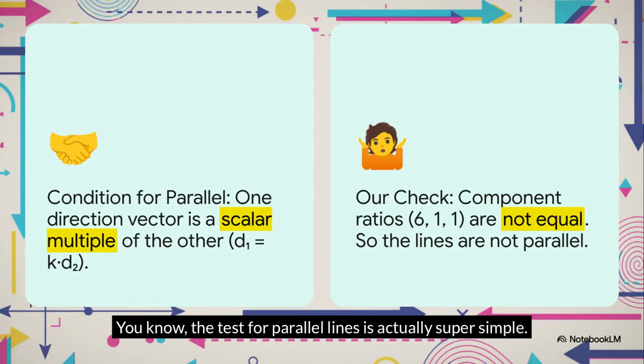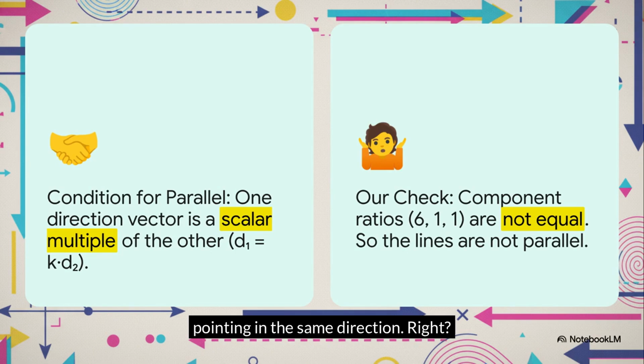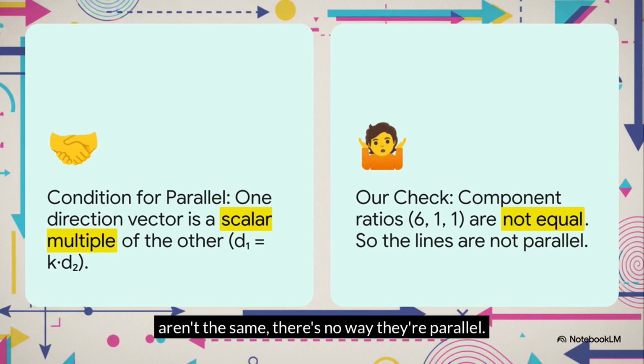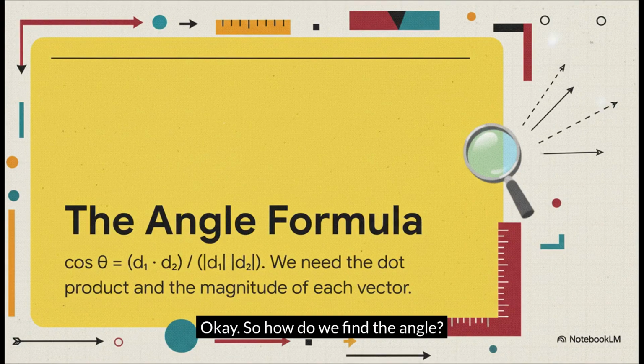You know, the test for parallel lines is actually super simple. Think about it. If 2 lines are parallel, their direction vectors have to be pointing in the same direction, right? Or the exact opposite. That just means one vector has to be a multiple of the other. So we just check the ratios of the components. Is 6 a multiple of 1? Yeah, by 6. Is 1 a multiple of 1? By 1. Uh-oh. Since those multipliers aren't the same, there's no way they're parallel. It's as easy as that. Part A is finished. Okay, so how do we find the angle? We need to bust out the dot product formula.